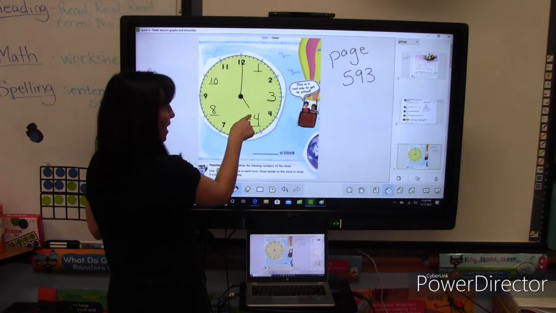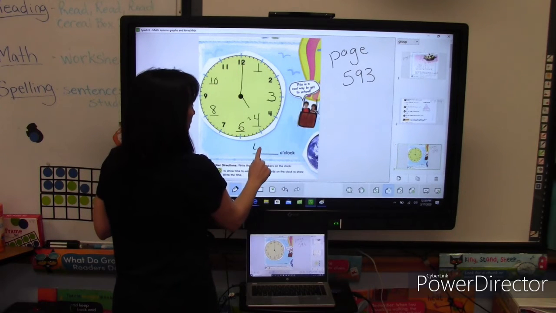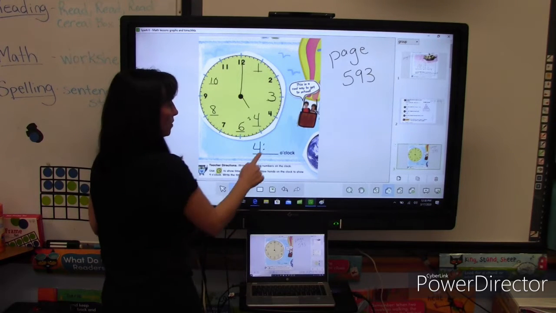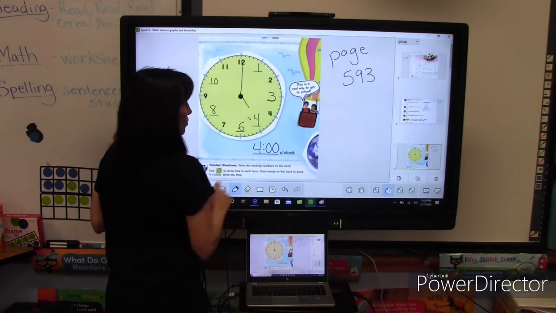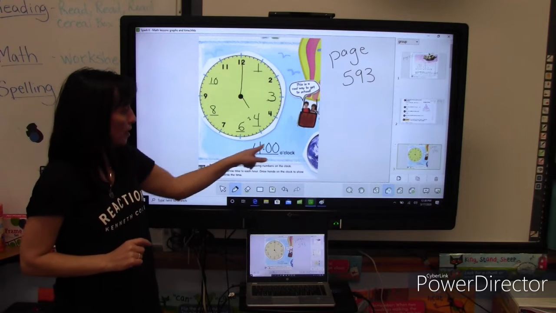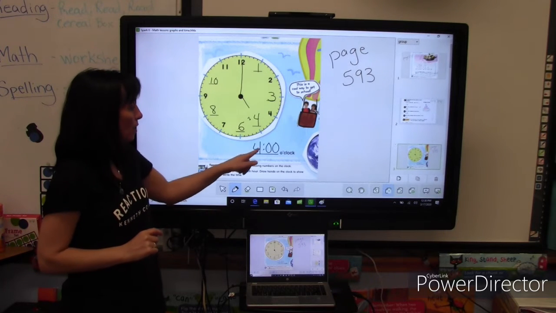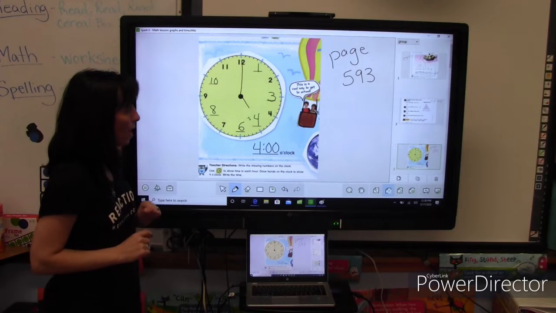And I'm going to write down my time, which is 4 o'clock. I do that by making a 4 and a colon and the 2 zeros. Okay? Whenever you see that number like that, you know that it's a time number, so 4 o'clock.